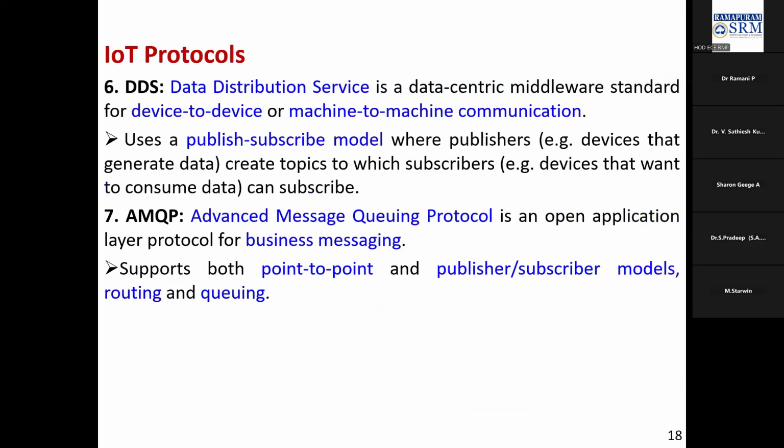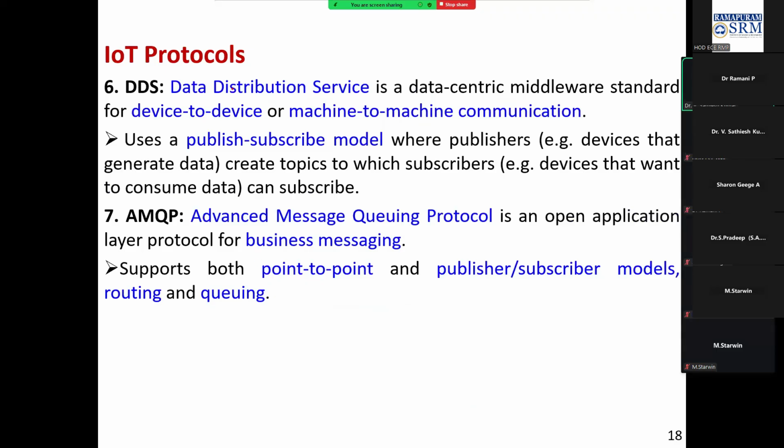Then we have this data distribution service protocol, where we can have a centralized data, and this data can be given to any of the IoT devices connected to it. So it can be a device-to-device communication or machine-to-machine communication. So it will be something like a data-centric middleware standard. So here also it makes use of publish subscribe model.